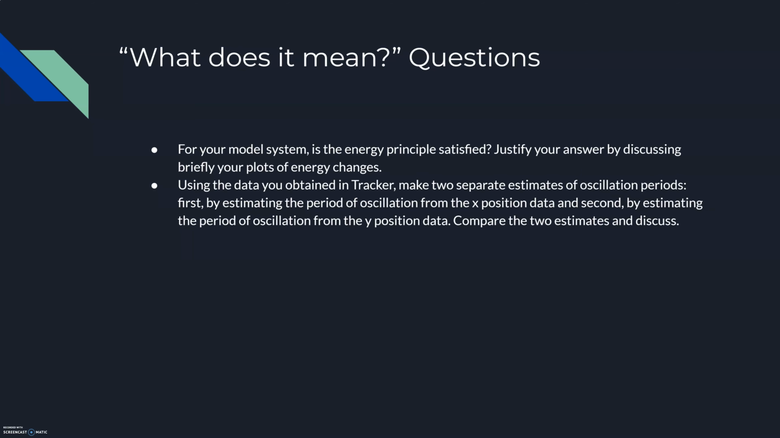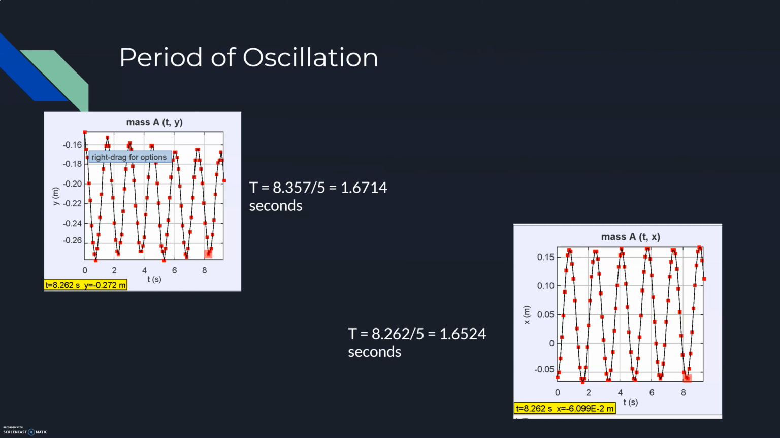The second question is to make two separate estimates of oscillation periods for the x and y positions and compare them. To find the period of oscillation of each, the x and y positions, I looked at each graph and found the number of oscillations provided by the graph, which was 5, and divided the total time at the bottom of the fifth oscillation by 5 to find each period of oscillation. The x and y periods of oscillation varied slightly in the long run, and were different because the mass was not moving in a perfect circular motion.